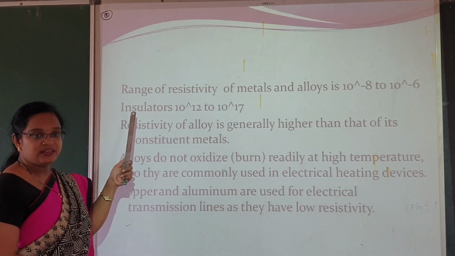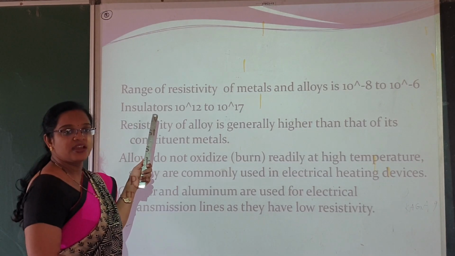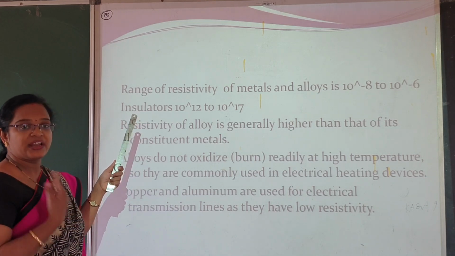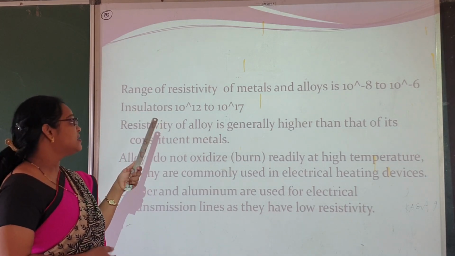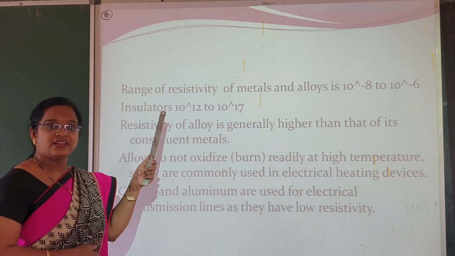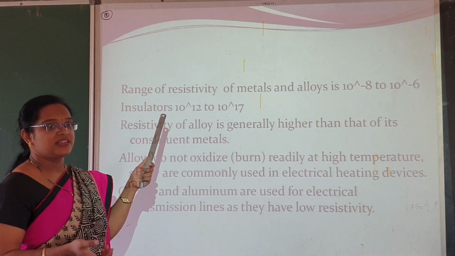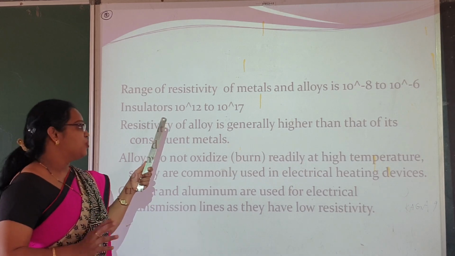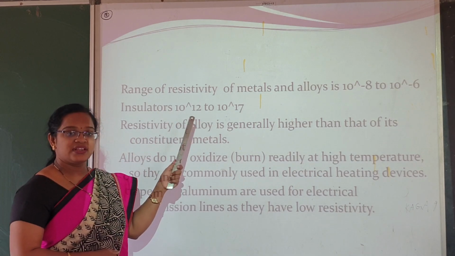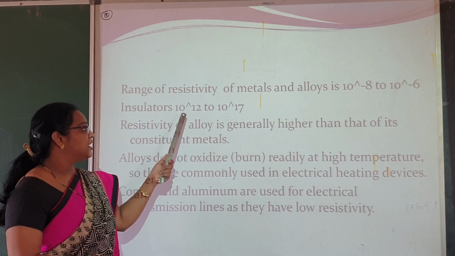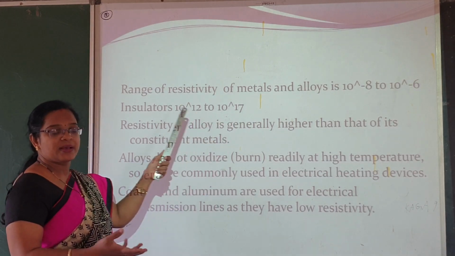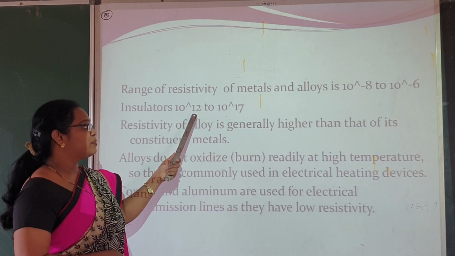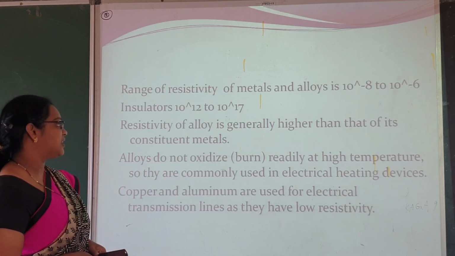And insulators, what do you mean by insulators? They do not carry current or do not allow the current to pass through them. Insulators have more resistance, that's why the electrons will not move, so current will not flow. Insulators have resistivity of 10 to the power of 12 to 10 to the power of 17. Example, glass or wood, anything you can give.